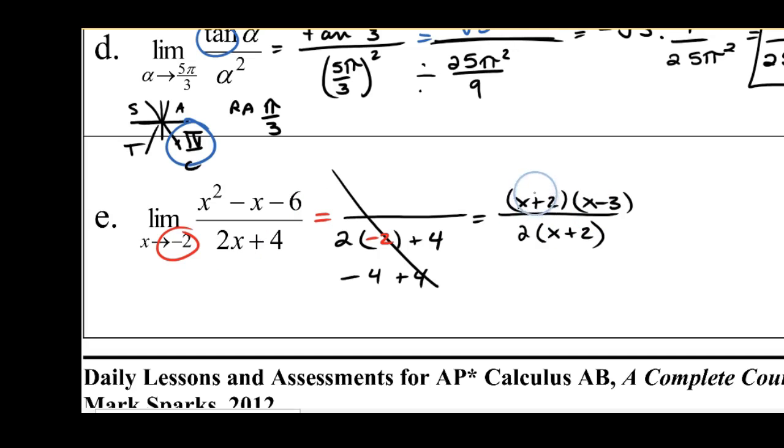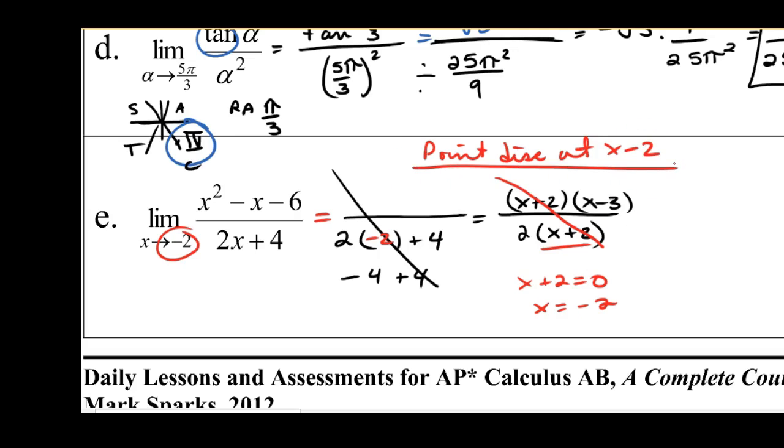And now I see that I can cancel my x plus 2's out. And remember, anytime I can cancel a factor out in the numerator and denominator, I have a point discontinuity at where this factor equals 0 or at x equals negative 2 in this case. And it's good to point that out, to mention that, write that down. This is a kind of thing that we need to be noting and recording for the AP exam.